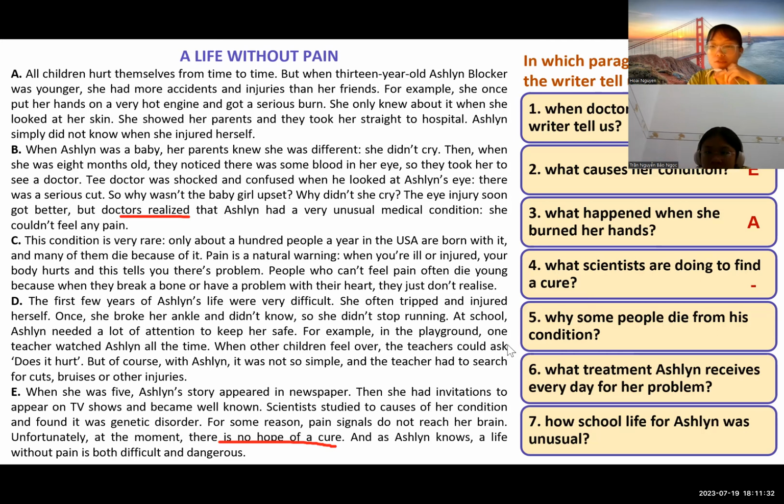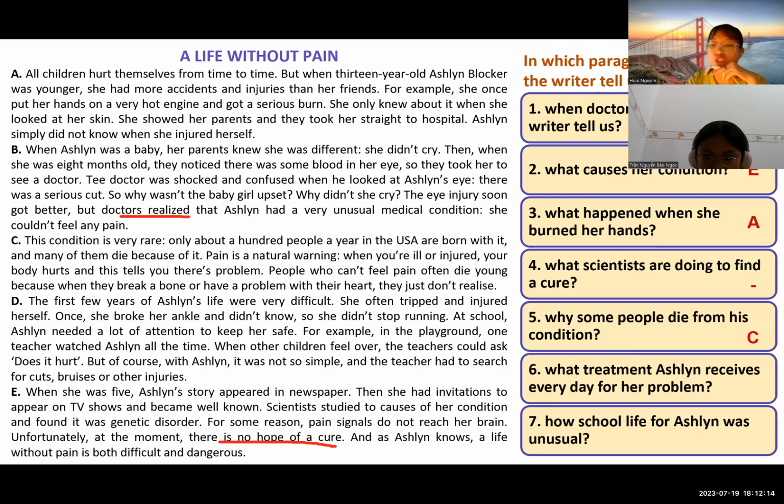Number five, why do some people die from this condition? C. Okay, the correct answer here is C. Very good. People who can feel pain often die young because when they break a bone or have a problem with their heart, they just don't realize. That's good. Very good.